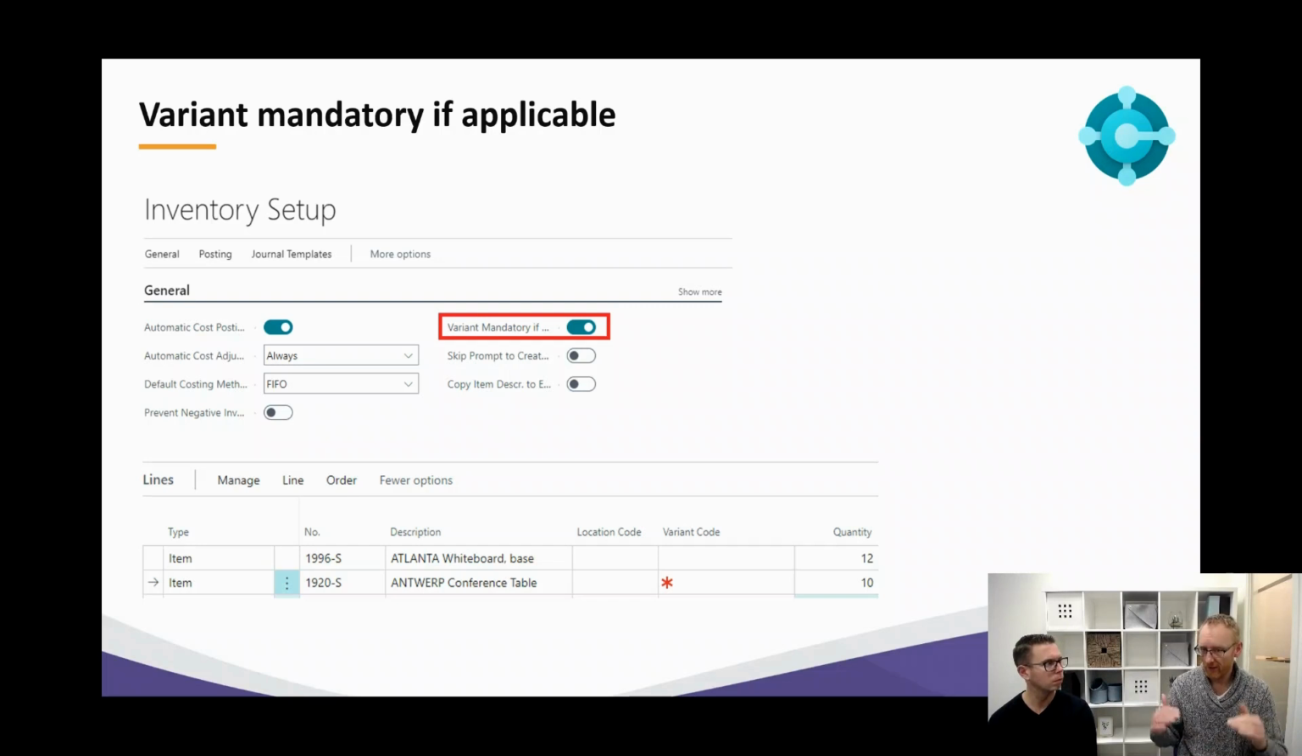So the system sees, okay, for this item you need to specify the size or the color or something like that, and notifies the user that they have to enter a variant code there, so you cannot forget it, and so you don't have to call back the customer: oh, sorry, I forgot to ask for the color or something like that. So it improves the data quality. That's the main reason.